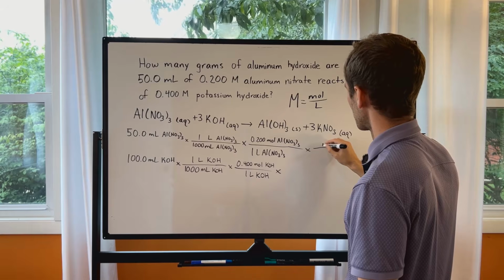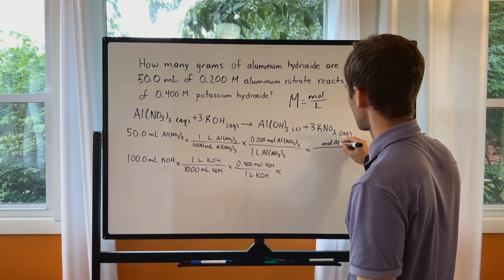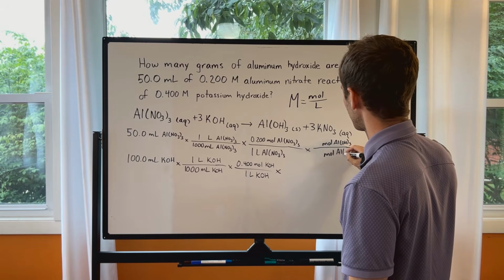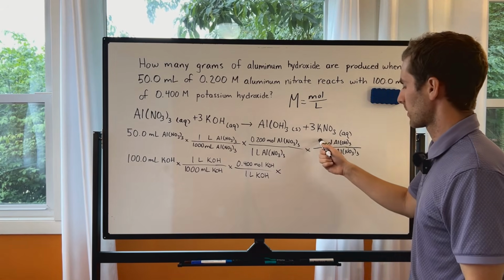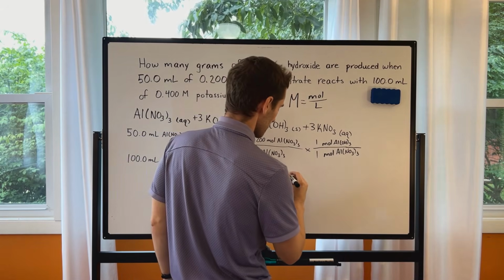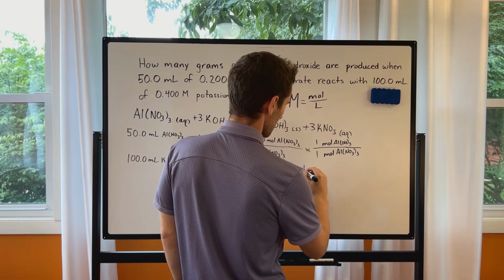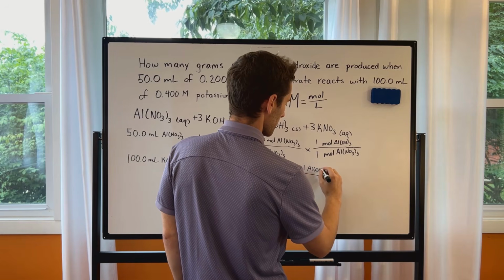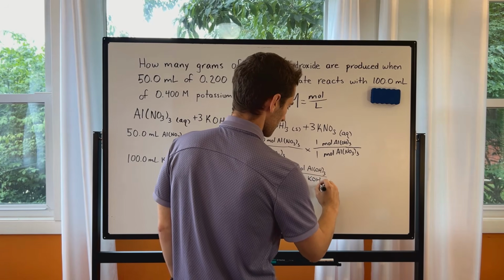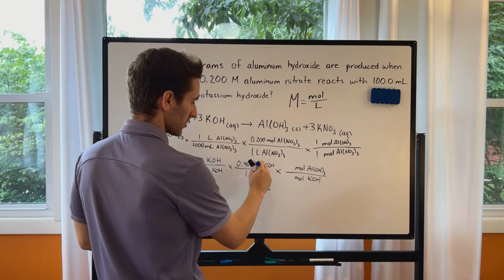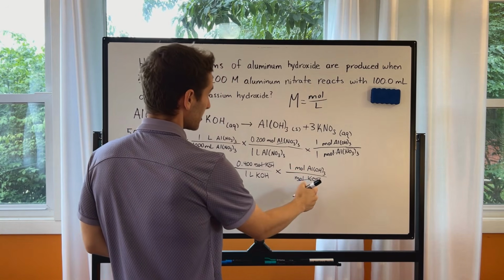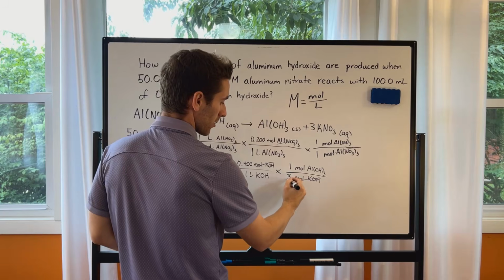So I'm going to put moles of aluminum hydroxide on top, and then moles of aluminum nitrate on the bottom. And those both have coefficients of 1. And then here, I'm also going to put moles of aluminum hydroxide on top, but moles of potassium hydroxide on the bottom to cancel that out. And again, this is a 1, but potassium hydroxide is a 3.